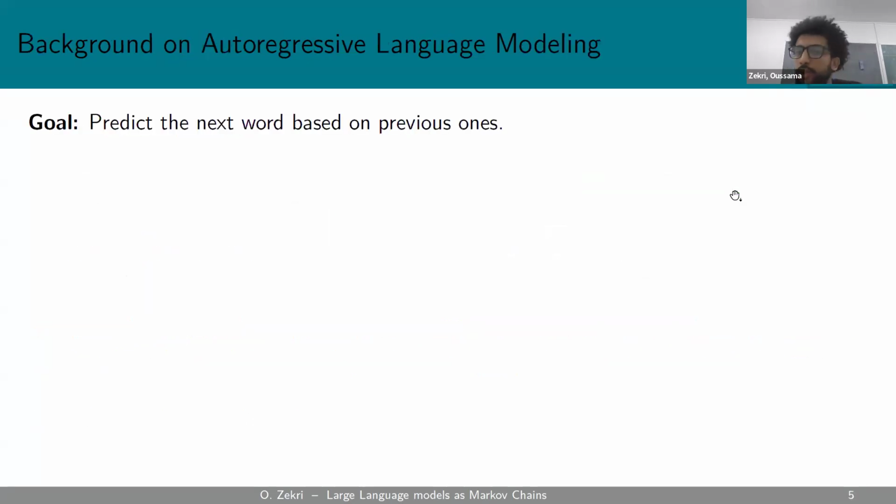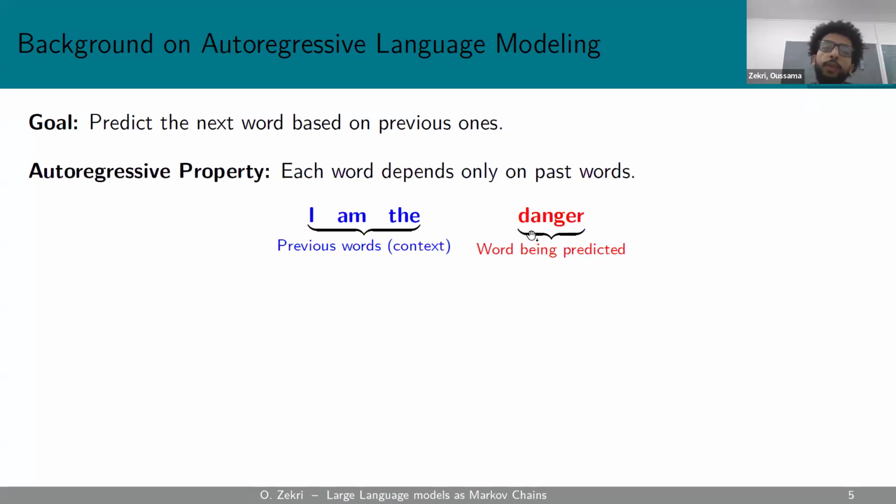So just to recap a bit about large language models. Basically, we build large language models by taking a certain modelization of language called autoregressive modeling, where the goal is to predict the next word based on the previous ones. For example, if you have a sentence like this and you want to predict the word danger, you will use the previous words as a context to do your probabilistic prediction.